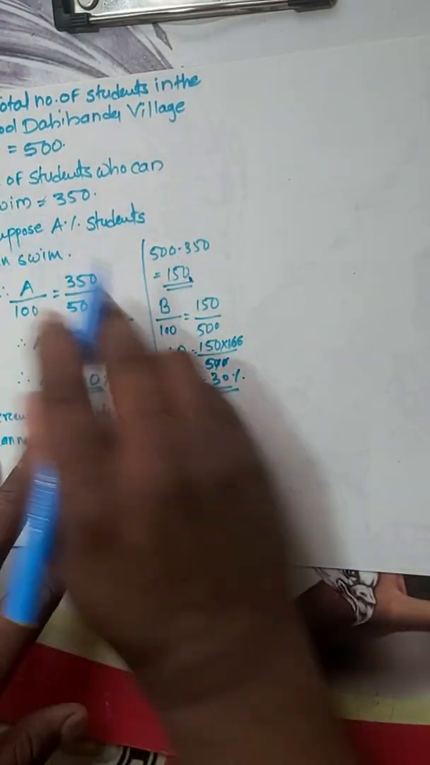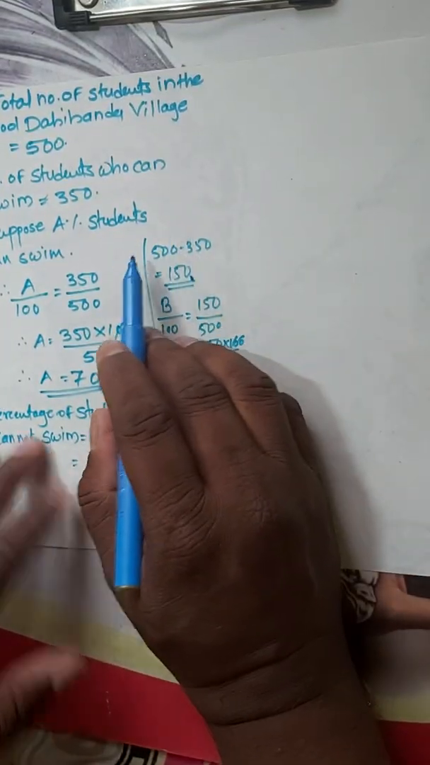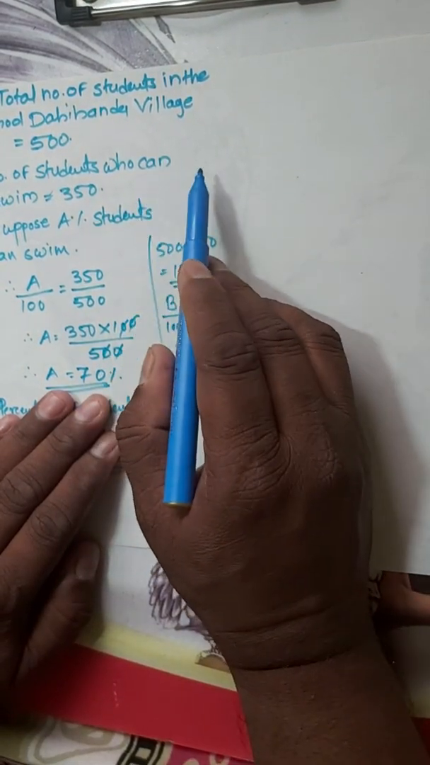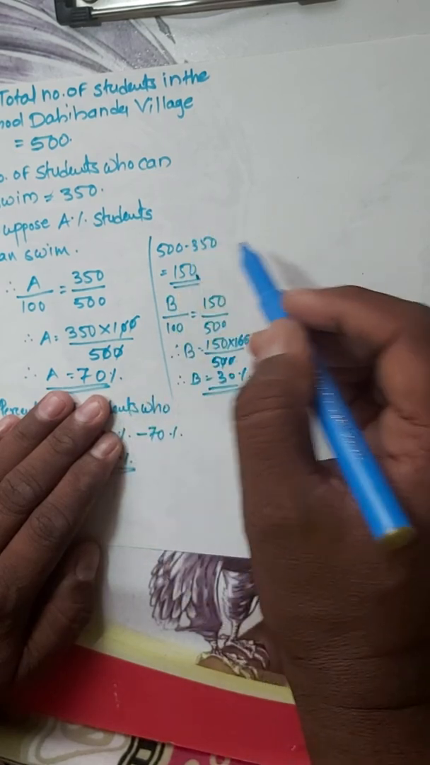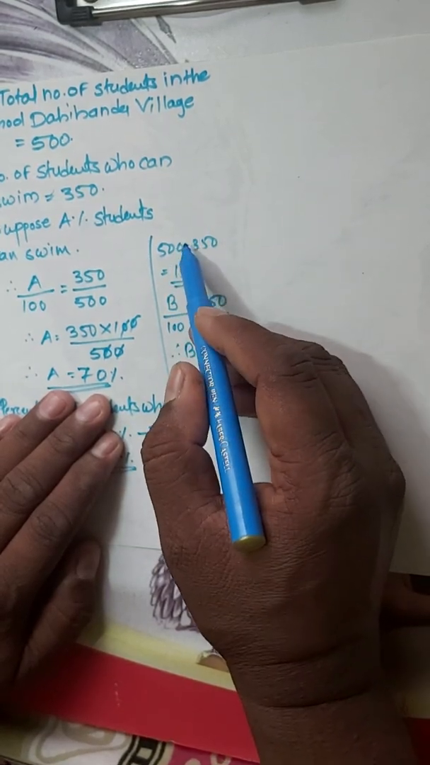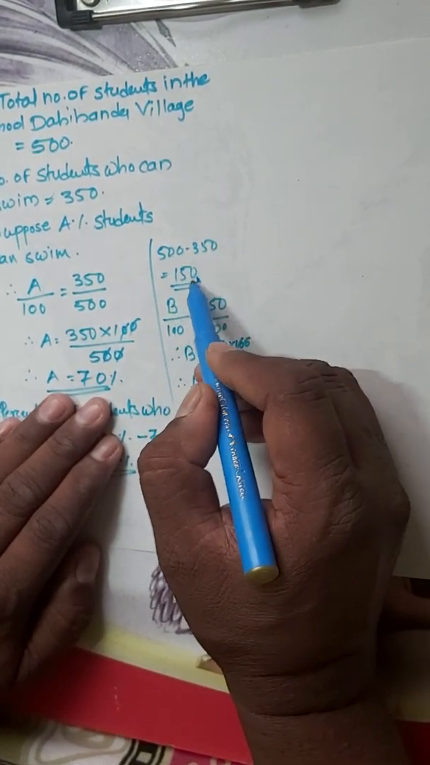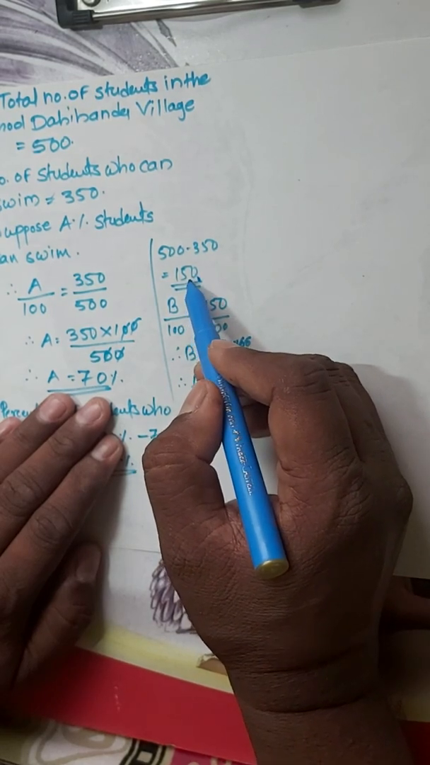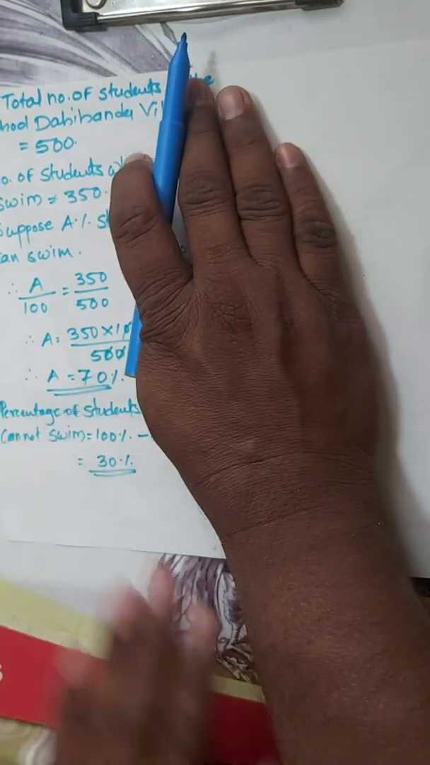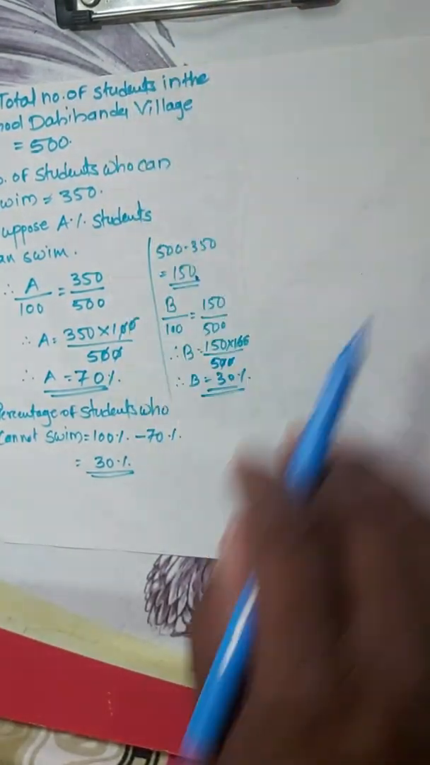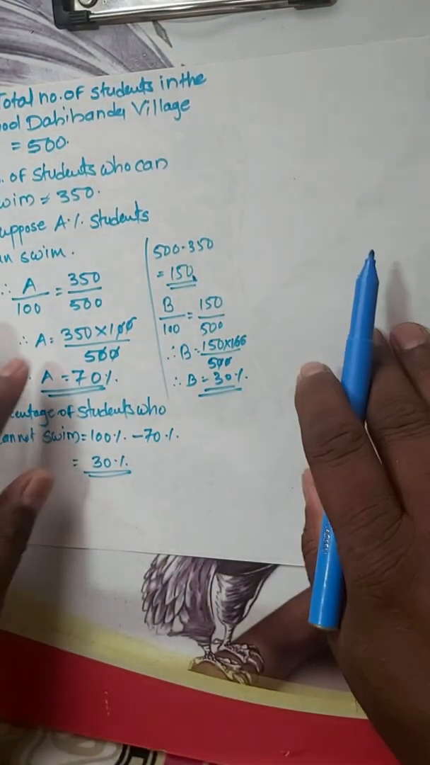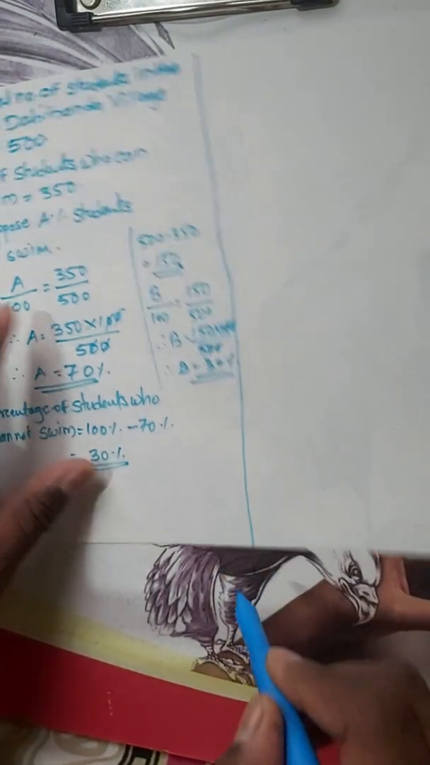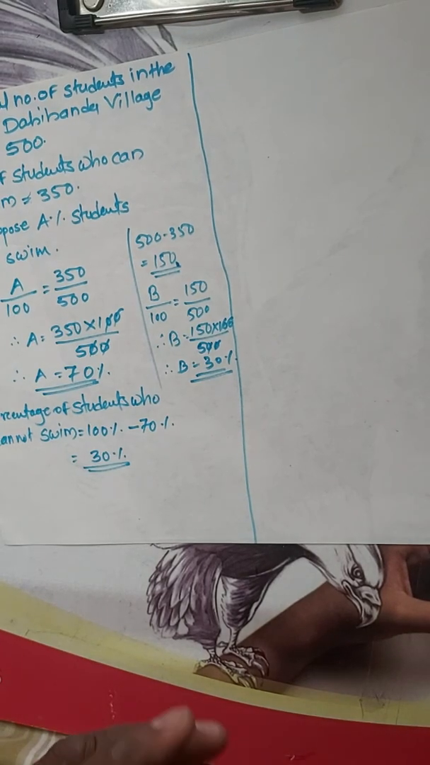But here we have to write again total number of students. Just find out A, this A is 70%. Then here you have to write total number of students in the village, 500. Then those who are not able to swim is equal to 500 minus 350. So you got the number, those students who cannot swim, that is 150. And then this way you have to solve. Okay. Now students will solve the next example, that is example number 3.